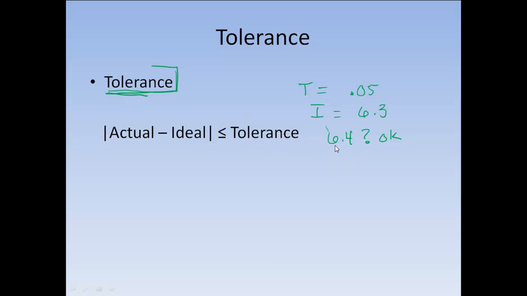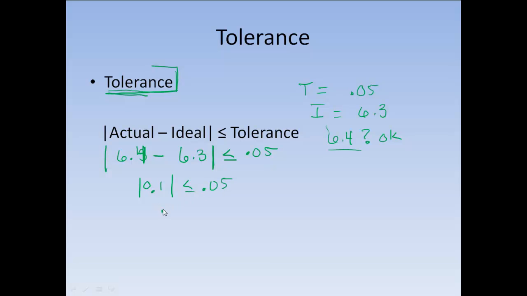Well, what we can do is substitute some of these in. So I can put 6.4 in for my actual. My ideal is 6.3, and I want that to be less than or equal to my tolerance, which is 0.05. Well, when I do the subtraction, I get the absolute value of 0.1.